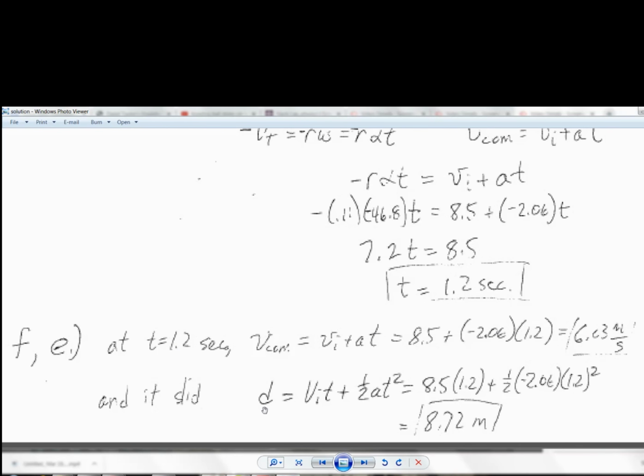Remember, the frictional force is a constant force. So that means during the time of sliding, the acceleration is constant. I'm able to use equations of motion in that case. So here's my equation of motion for distance sliding. It started off at 8.5 meters per second. The acceleration was negative 2.06. The time was 1.2 seconds. So there's my distance, and there's my velocity at time 1.2 seconds.